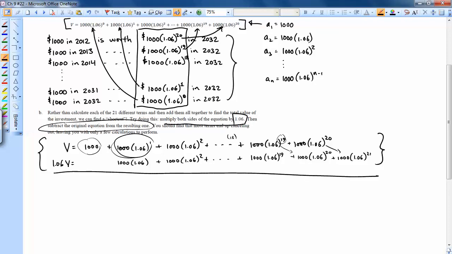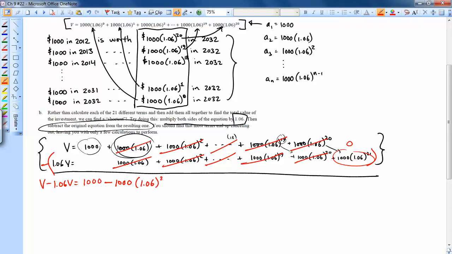So if I subtract this entire thing, I've got v minus 1.06v, and then I've got 1,000 minus 0, which is 1,000, and then this one minus this one, which cancels. These cancel. All the middle terms will cancel. These cancel, and I'm left with 0 minus this. So it becomes negative 1,000 times 1.06 to the 21st.